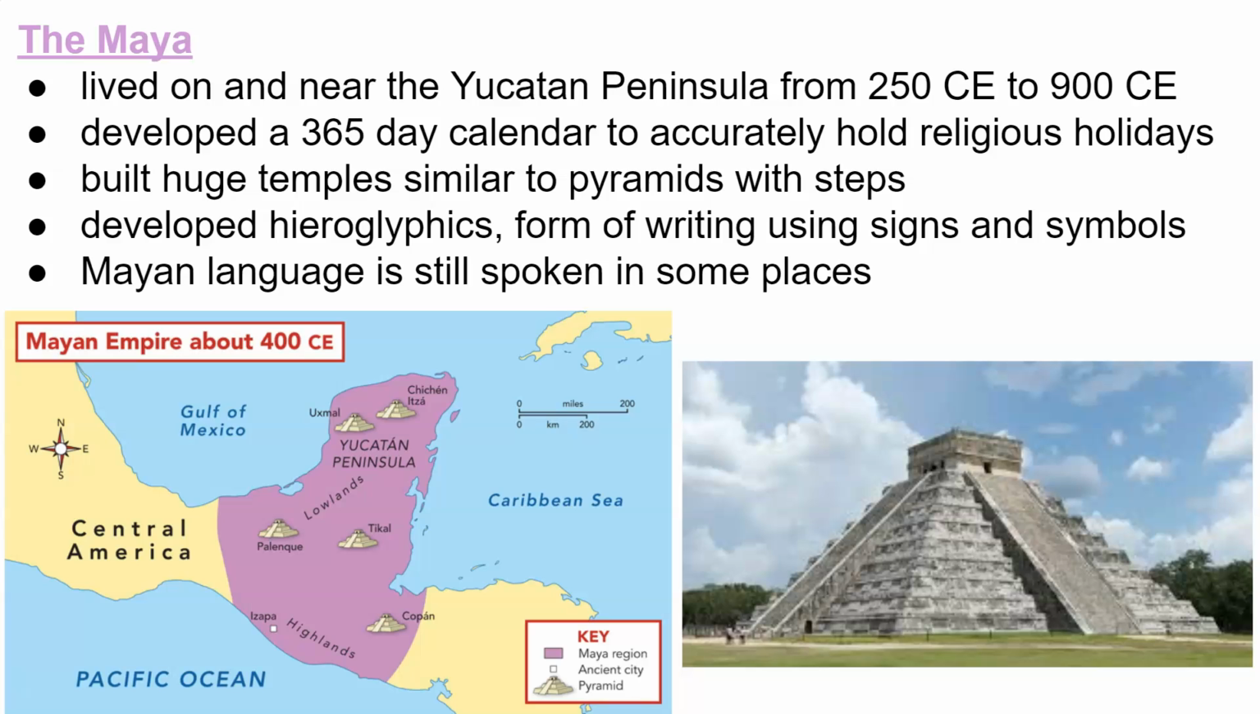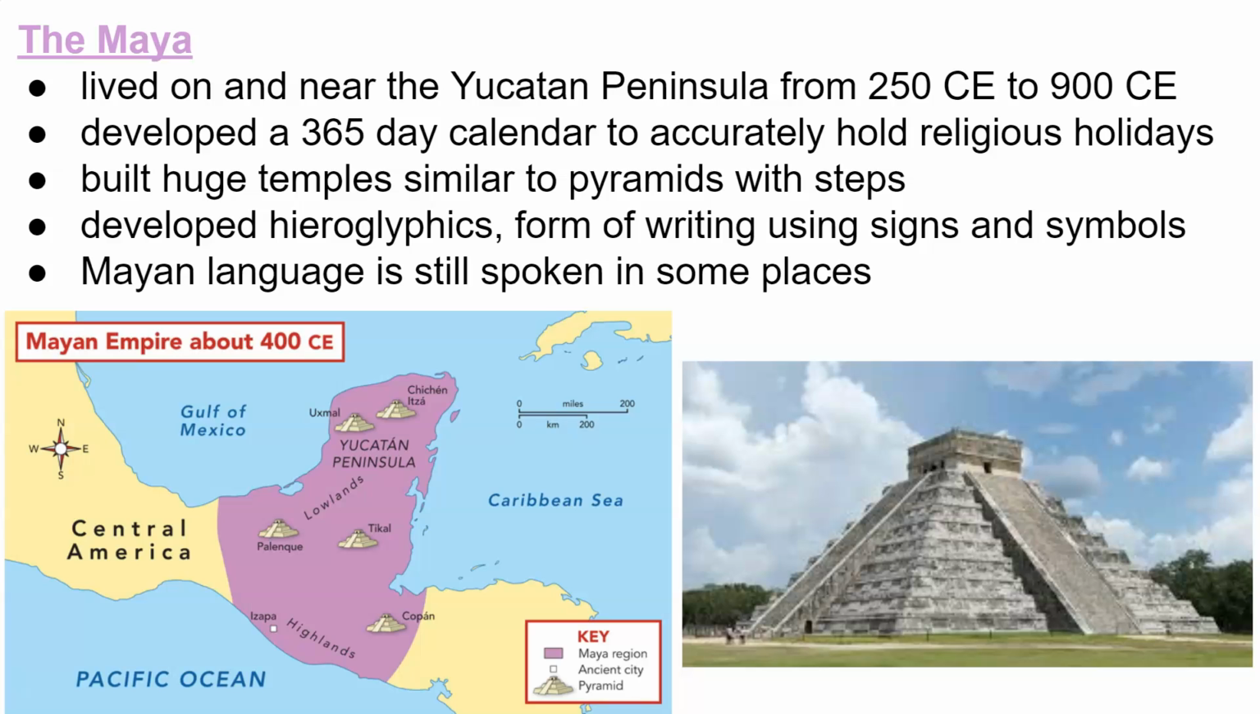They're going to live on and near what we refer to in Mexico as the Yucatan Peninsula from roughly about 250 CE to 900 CE. So they're not going to have the same longevity that the Olmecs are going to have, but they are going to have certainly several important discoveries and things to add to even modern society.